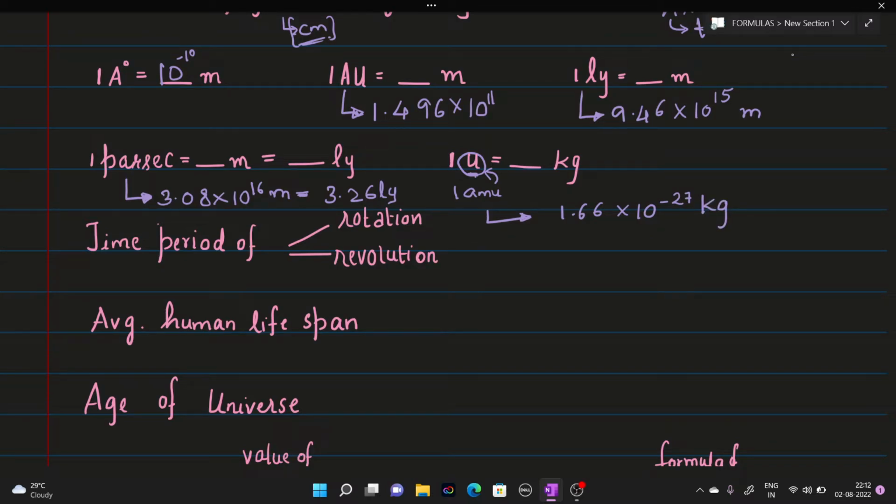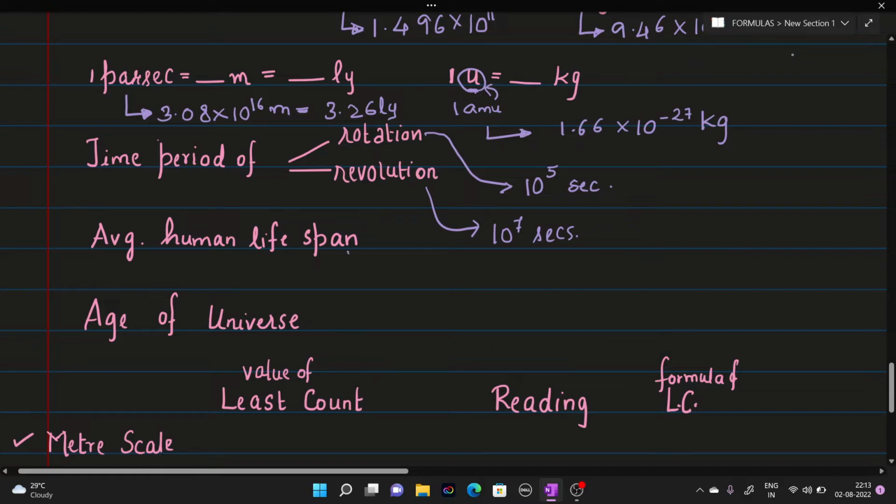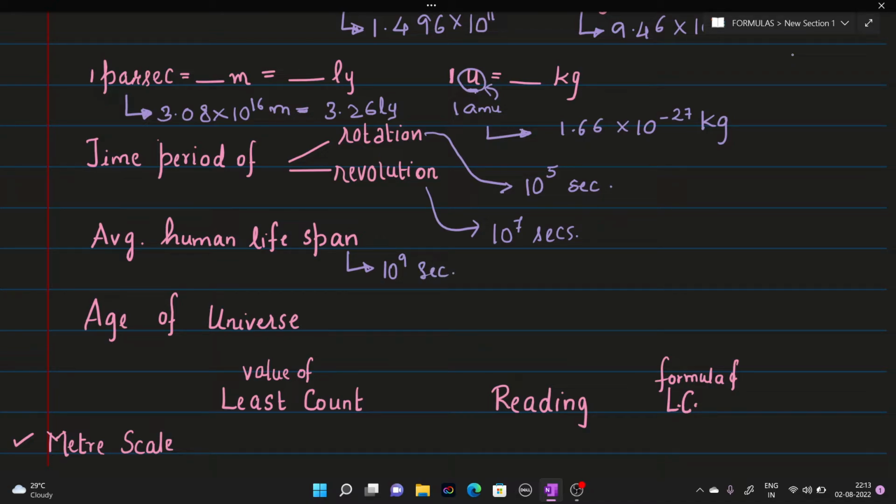After that, there are certain time periods of rotation of the earth and revolution of the earth. These are not much more important, but in the NCERT they have given quite a big tabular format in which time periods of various events are given, out of which these two are quite important to remember for solving questions. For rotation it is 10 to the power 5 seconds, and for revolution it is 10 to the power 7 seconds. Later on there are 2 more: average human lifespan, which is 10 to the power 9 seconds, and the age of the universe, which is 10 to the power 17 seconds.